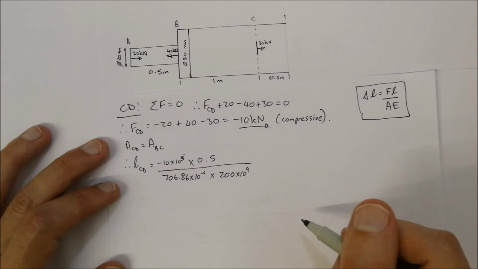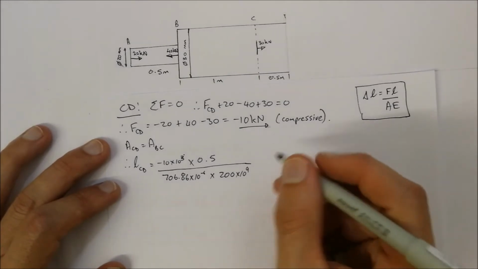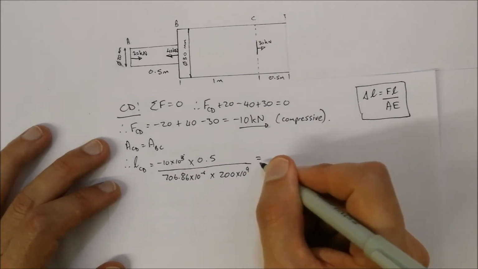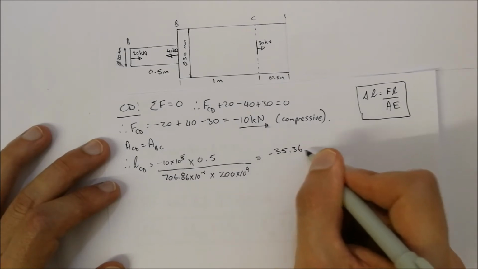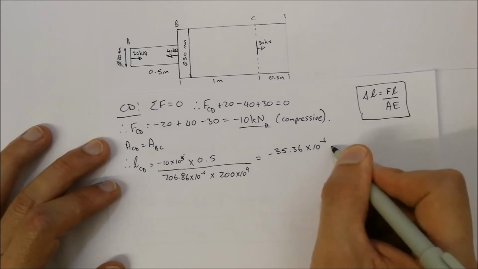Okay, so now that we've done that, we get an answer of negative 35.36 times 10 to the minus 6 meters.